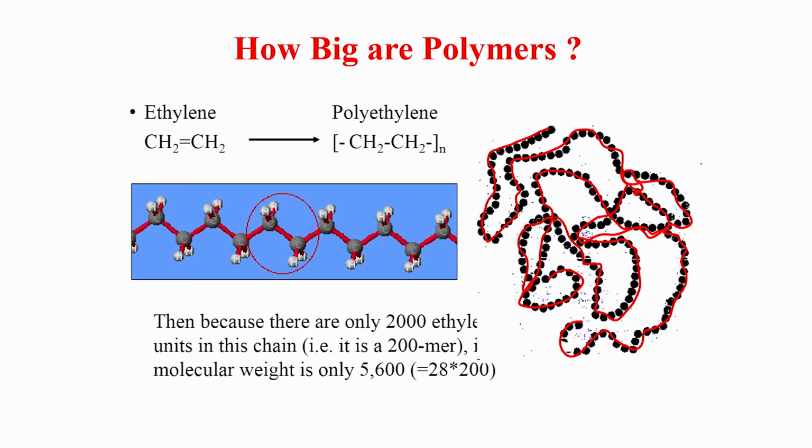They can squeeze, they can unfold, they can fold, everything they can do simply because these polymeric chains are made up of lighter atoms like carbon, hydrogen, oxygen, nitrogen. And for example, here you can see there are 2000 ethylene units and it is a 200 MER, and therefore, the molecular weight is only 5600.